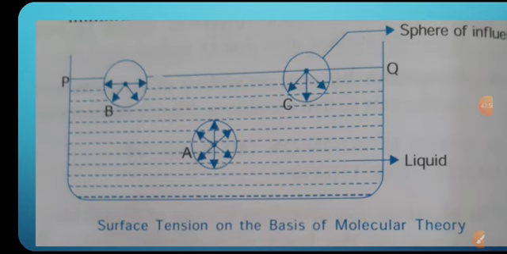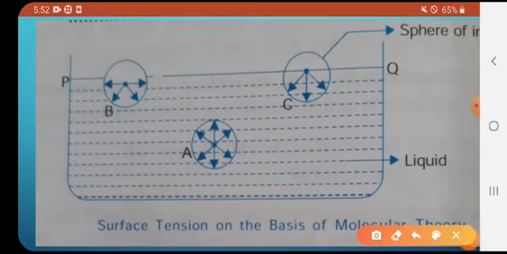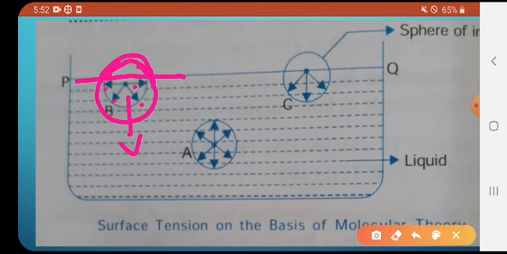And coming to B, which is near the surface, 60% of the sphere of influence is under the water and the remaining 40% of the sphere is above the water, right? Then what happens? The net resultant force acts downward because 60% is downward and only 40% is upward. So here the downward particles are pulling the surface particles in the downward direction, right?